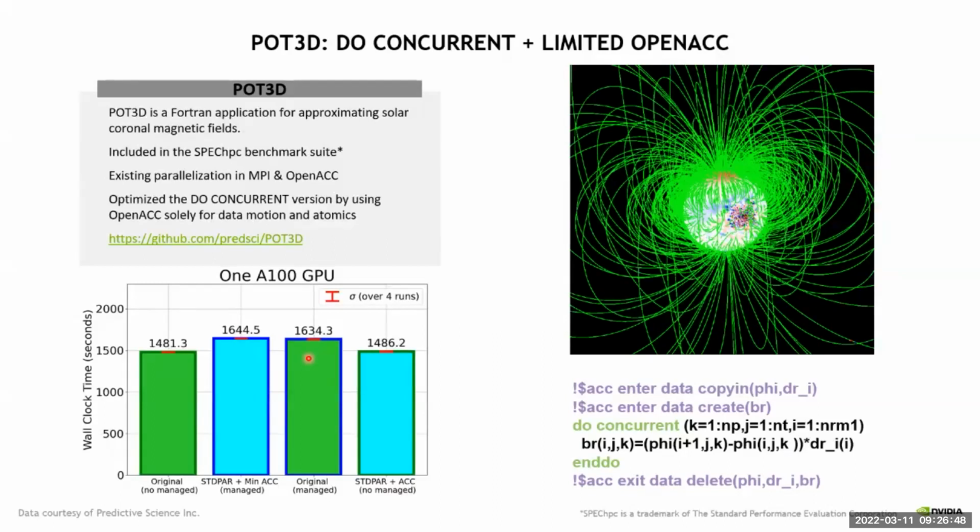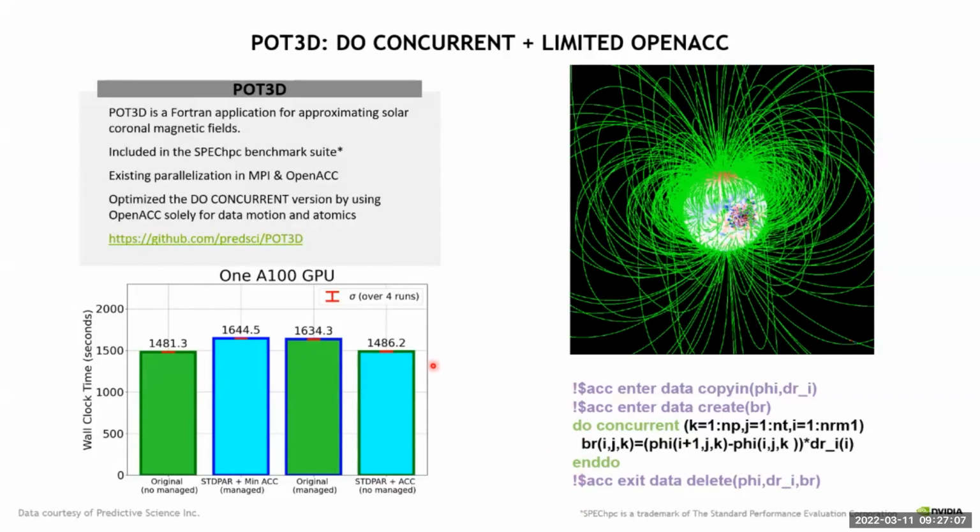And so as a point of experiment, they actually added back only the OpenACC data directives, leaving away everything for their loops and focusing solely on the data directives like you see here. So all of their parallelism is exposed using do concurrent, and all of their data management is handled via OpenACC.